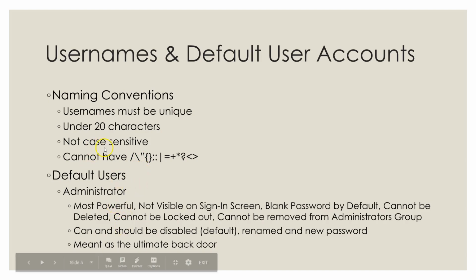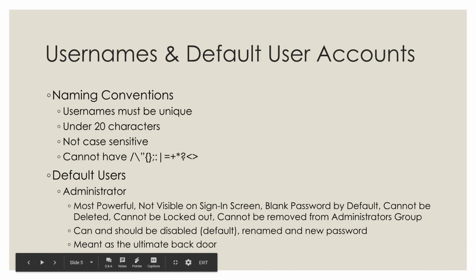All right. So let's talk about default users. The administrator is a default user that's in Windows 10. It's the most powerful. It's not visible on the sign-in screen. By default, it has a blank password. That should be noteworthy. Cannot be deleted. That's noteworthy. Cannot be locked out. Interesting. Cannot be removed from administrators group. Can and should be disabled by default. So it's disabled by default.